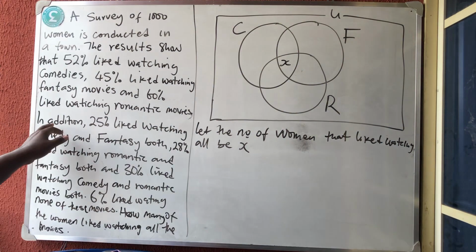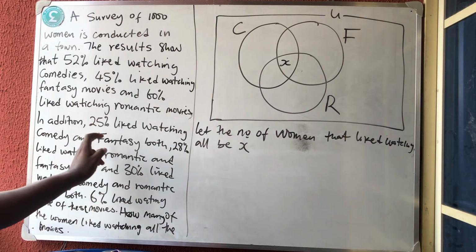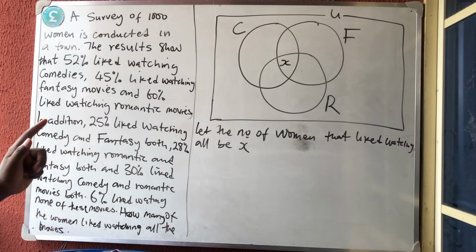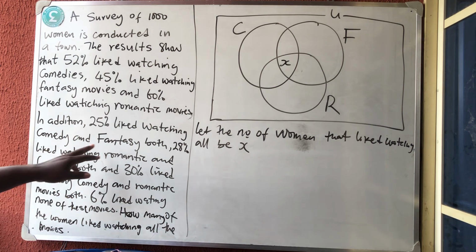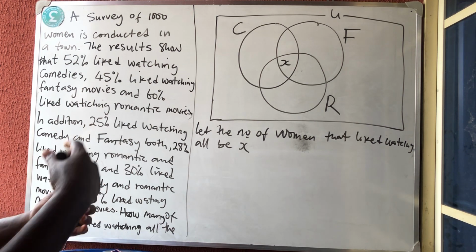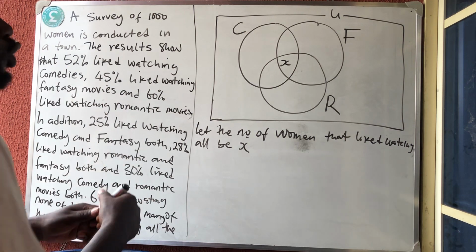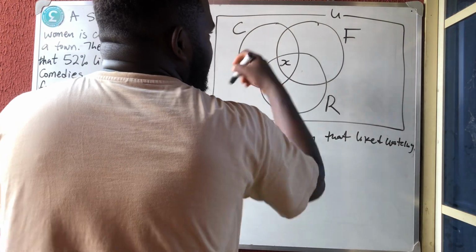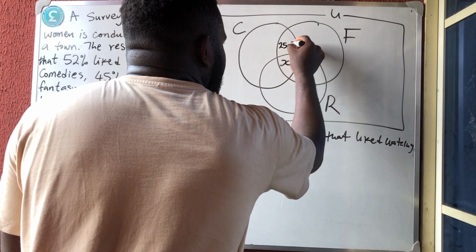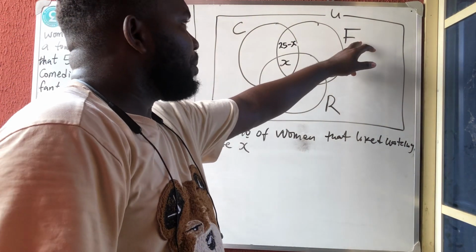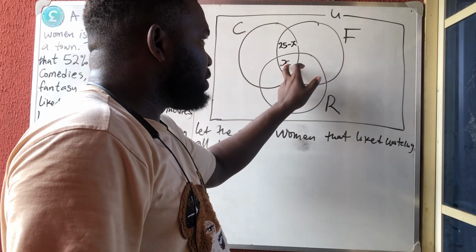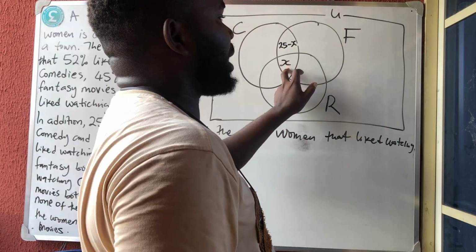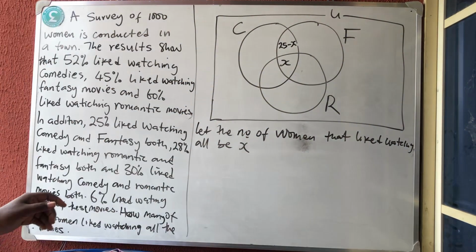They say, in addition, 25 like watching fantasy and comedy. But in sets, you must pay attention to where they wrote only. Here they didn't put only, so you must subtract. If they put only, don't subtract. To get only fantasy and comedy, which is here alone, we say 25 minus X. Because people that like fantasy and comedy equally like romantic, but to separate only fantasy and comedy, you must subtract those people here.